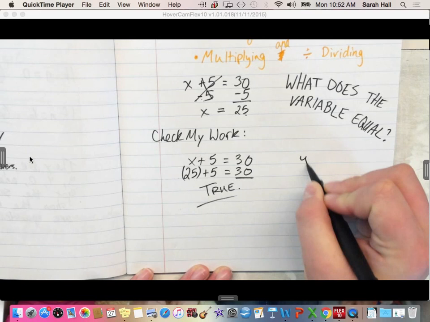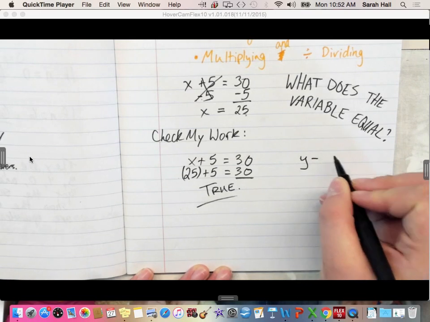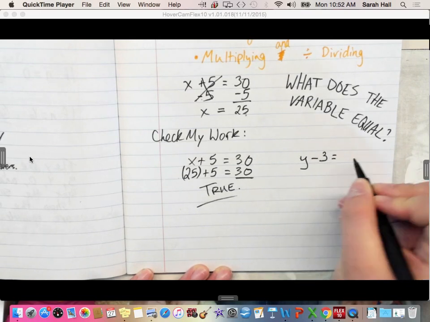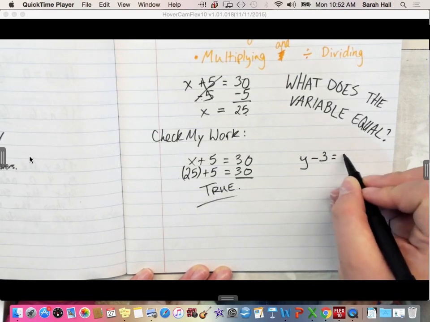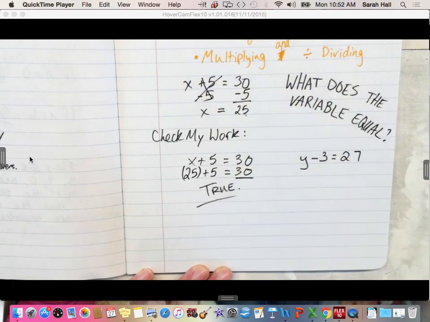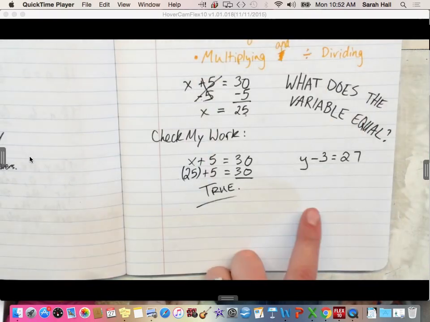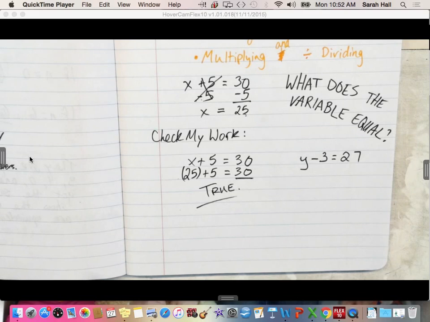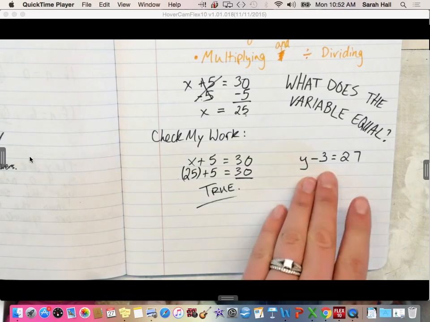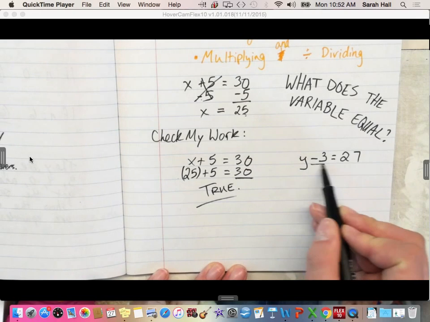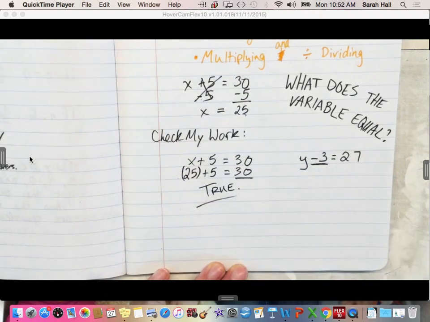So let's do y minus 3 equals 27. You could guess and check, great, but that's not what we're doing. We need to use inverse operations, so you need to say, what is happening to my variable? And when you figure out the operation that's happening here, you need to do the opposite of that. You try it.